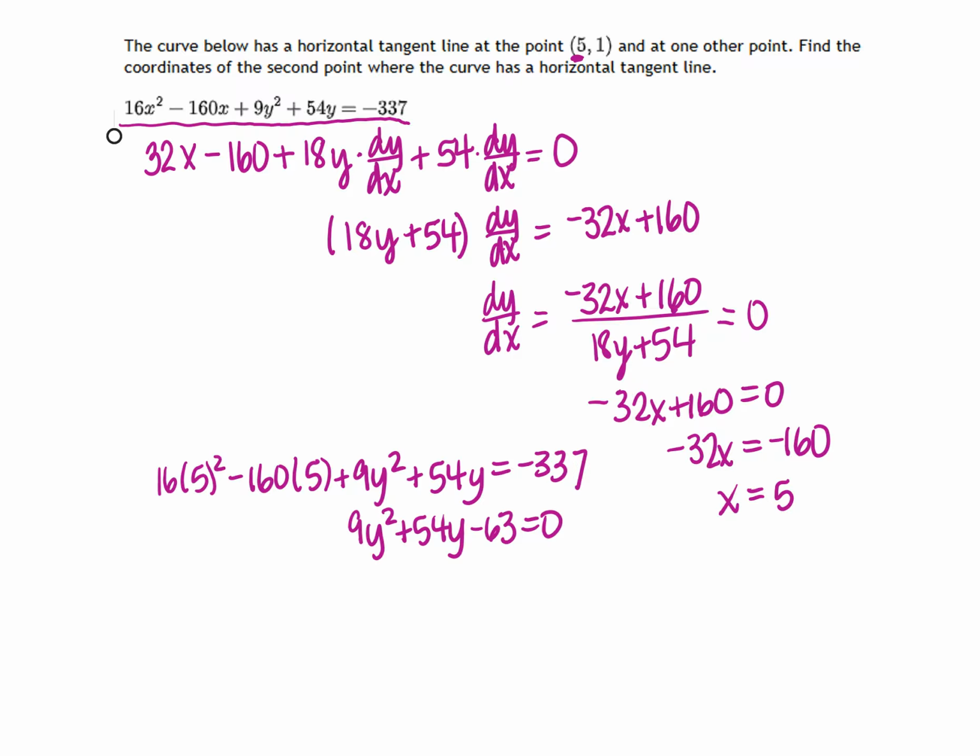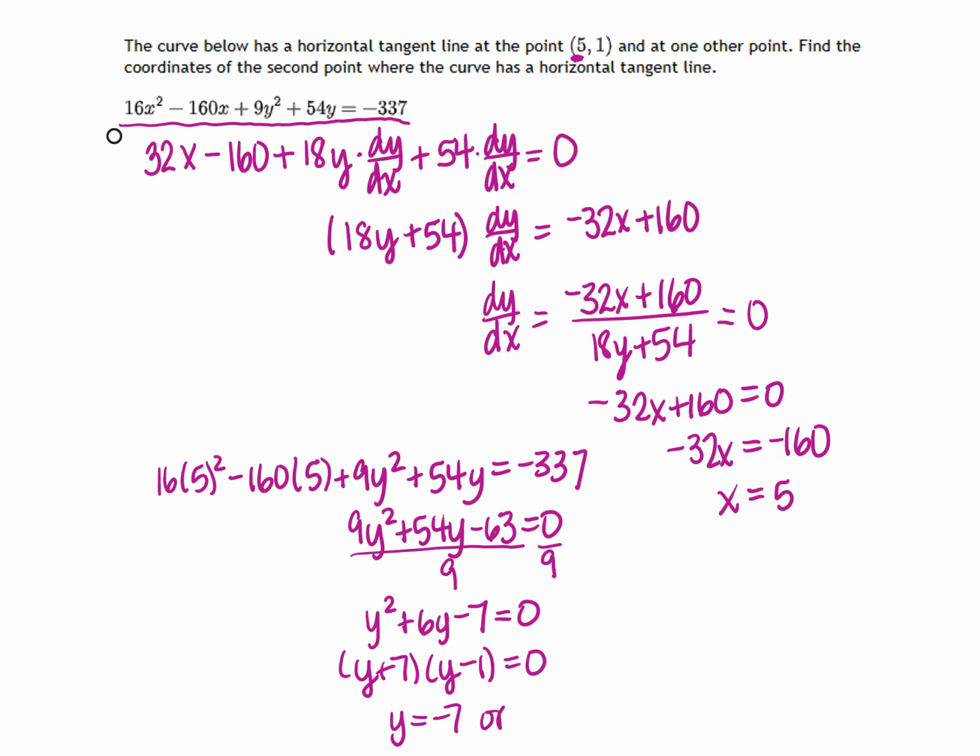Each of these terms is divisible by 9, so let's divide both sides by 9. We have y squared plus 6y minus 7 equals 0. We can factor this into (y plus 7)(y minus 1). And so one of these factors has to be 0. If we set them each equal to 0 and solve for y, we have y is equal to negative 7, or y is equal to 1.